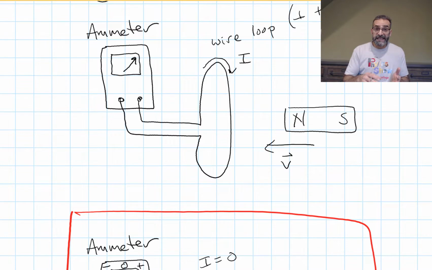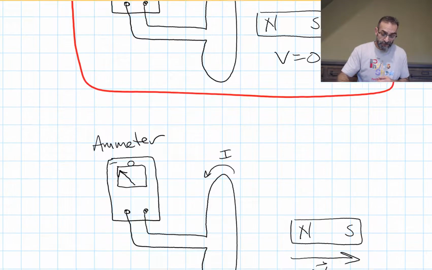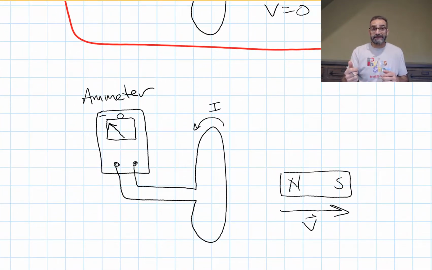Here the flux was less, but it was increasing. As the magnet moved closer and closer and closer to the loop, the flux was getting bigger and bigger and bigger. We got current flowing in one direction. And here, as the magnet moves away, the flux gets less and less and less, and we get current flowing in the opposite direction. So this doesn't just depend on the flux, it depends on how the flux is changing, the rate of change of the magnetic flux.